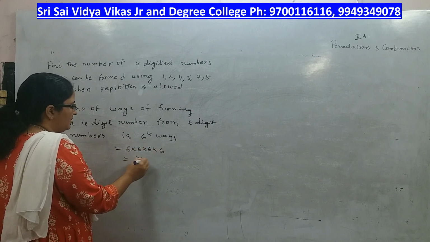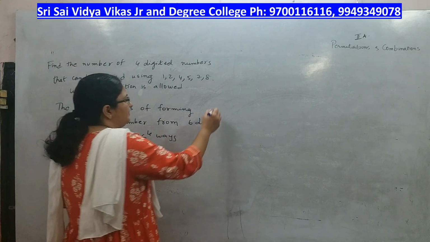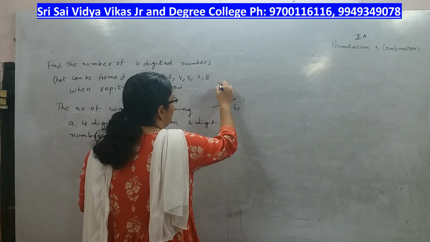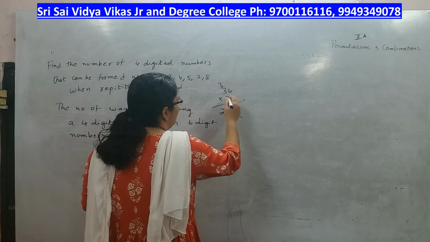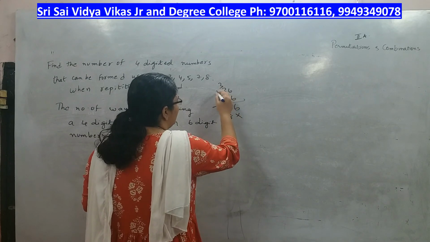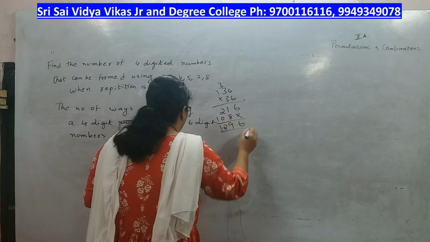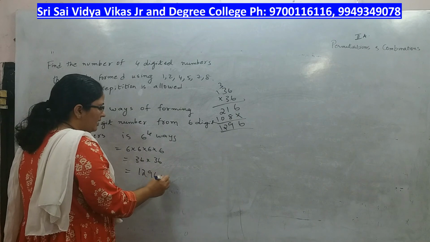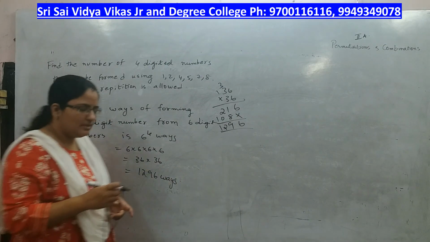That is 36 into 36, which is nothing but 6 6s are 36, 3 6s are 18, 21. 3 6s are 18, 3 3s are 9 plus 1 is 10, 6 9 2. That is 1296 ways you can arrange. So that's about today's class, children.